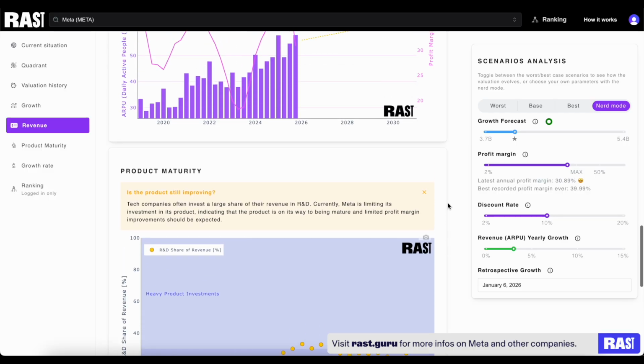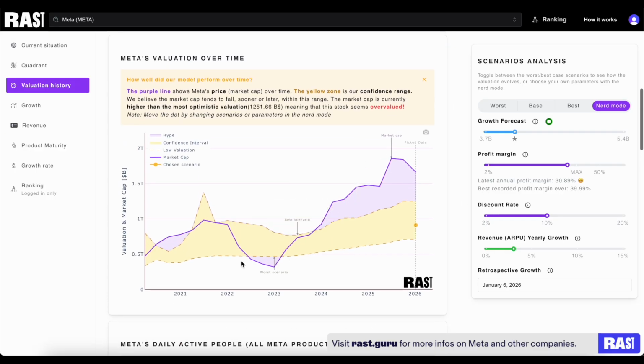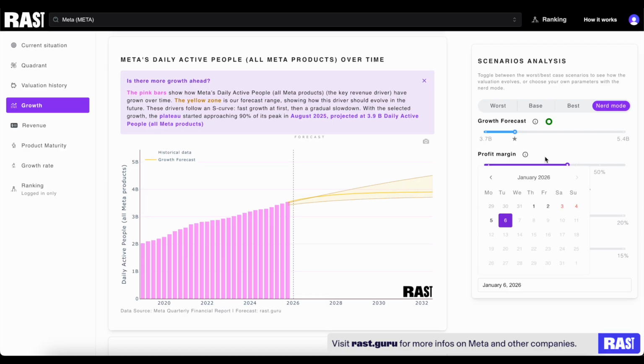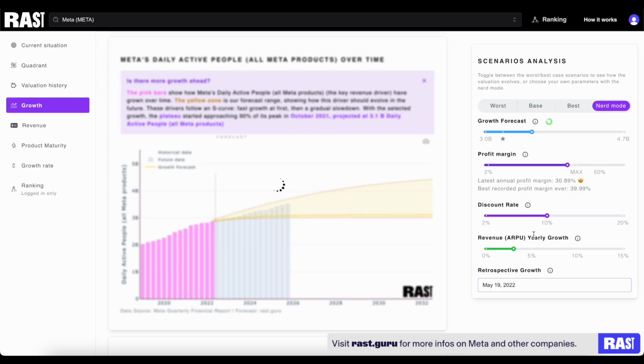Finally, you might be wondering how accurate our model really is. You can check this in two ways. First, the valuation history shows you what our confidence interval looked like in the past. And no, we never go back and fix our old data to make ourselves look better. What you see is exactly what the model told us at that time. Second, the retrospective growth function lets you travel back in time to see exactly what growth we would have predicted at any specific date. For example, if we look at Meta back in May 2022, we can see that while our base scenario was a bit too pessimistic, the actual growth stayed clearly within our confidence interval.